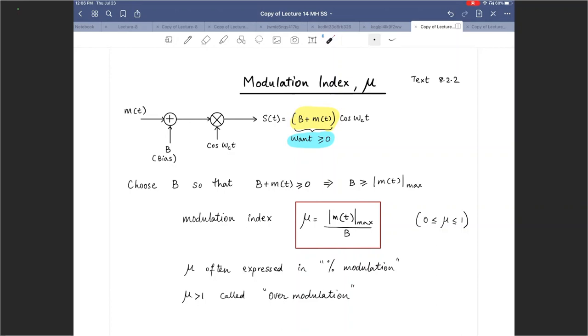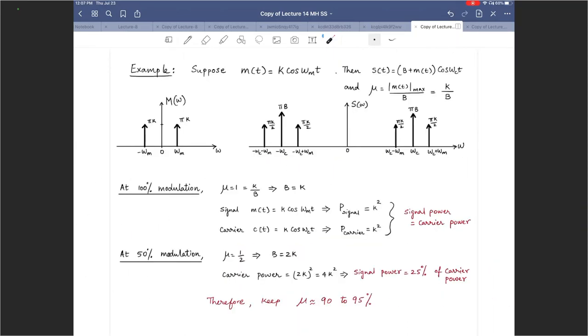And that's what we use to define the modulation index, mu. Mu is defined as the maximum of the absolute of m(t), the message, divided by the bias, B. Mu is a value between 0 and 1, and it is often expressed as a percentage. So mu, if it is greater than 1, it's called over modulation. So you are over modulating the carrier. There are some aspects of mu that we'll take a look at right here.